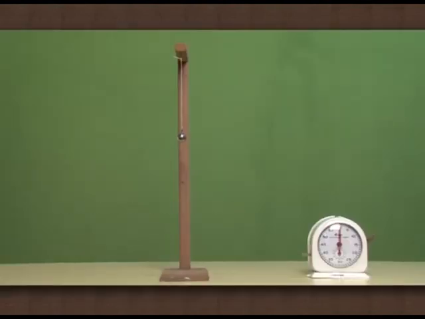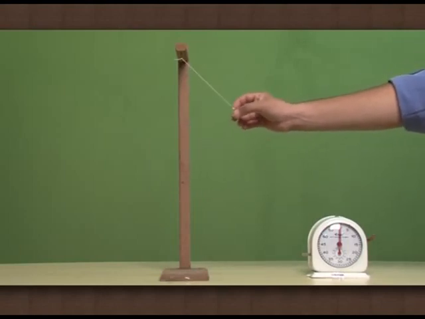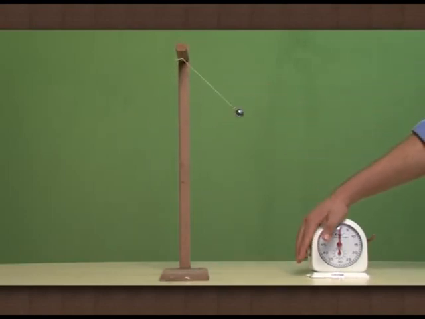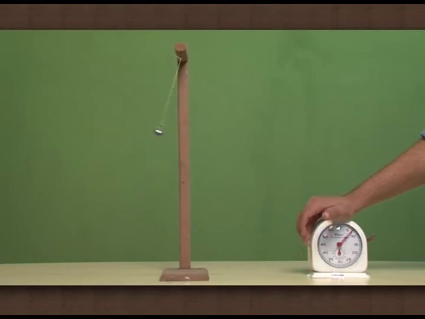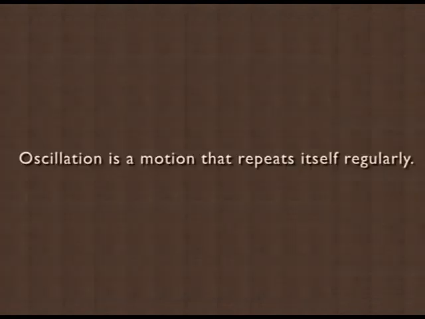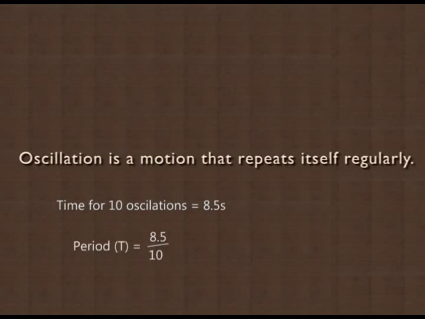Shorten the length of the pendulum and again calculate the period. 1, 2, 3, 4, 5, 6, 7, 8, 9, and 10. Now it took 8.5 seconds to complete 10 oscillations. So the period T is equal to 8.5 over 10, which gives us 0.85 seconds. The period varies with the length of the pendulum. Take various lengths of the pendulum and repeat the experiment.